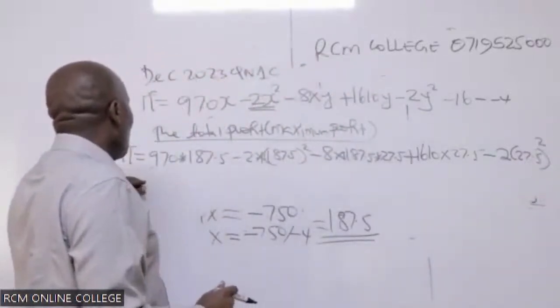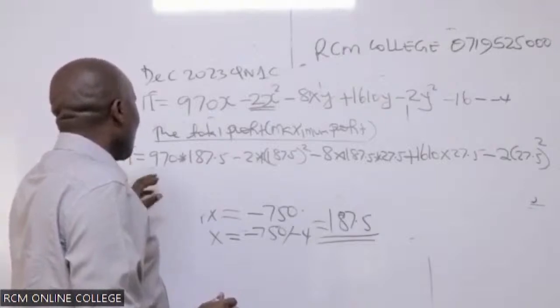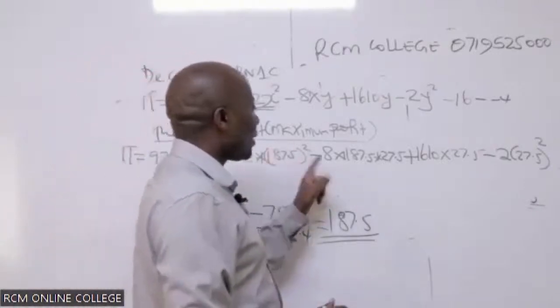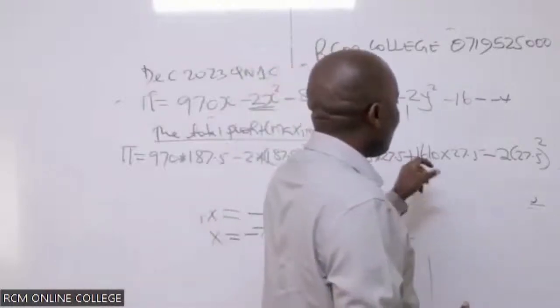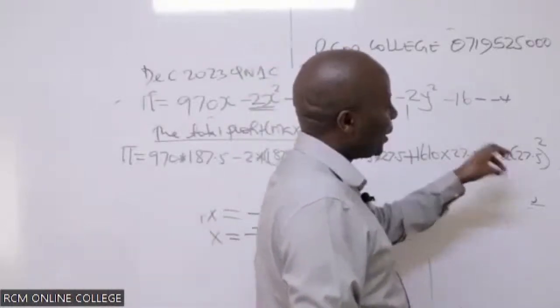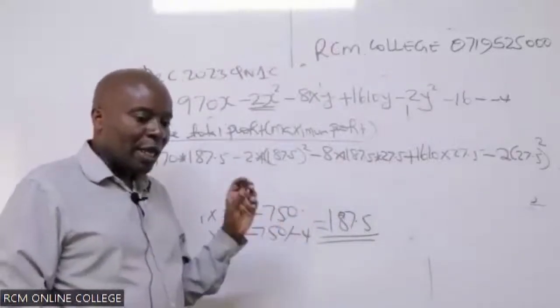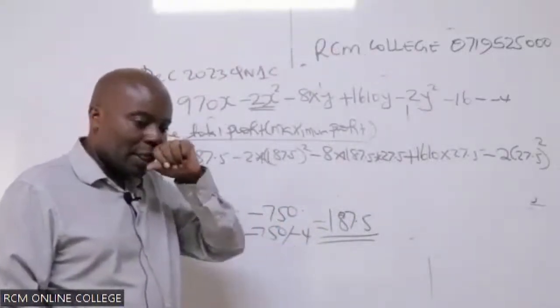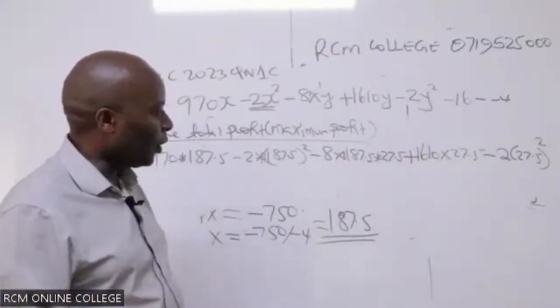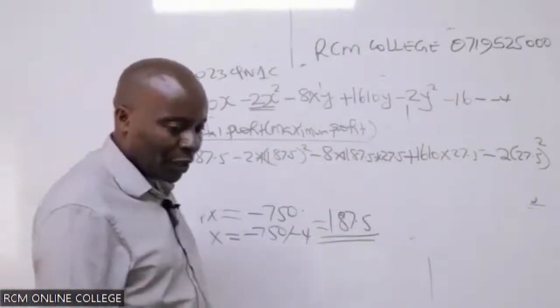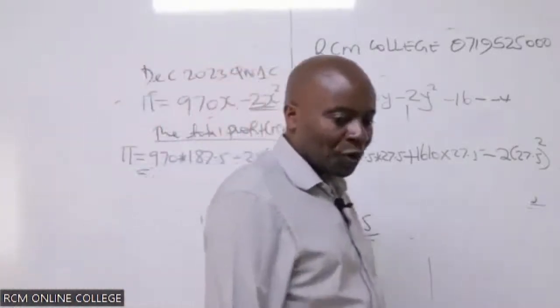What you do, you take your calculator and then you press 970 times this, minus 2 times this square, minus 8 times this times that, plus 1610 times that, minus 2 times that squared, and then you're able to give us the final answer.